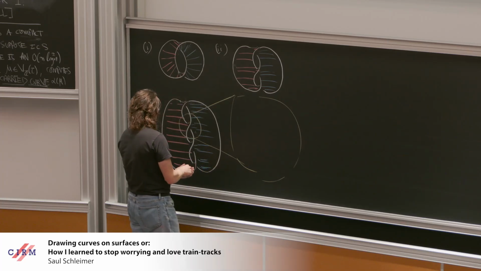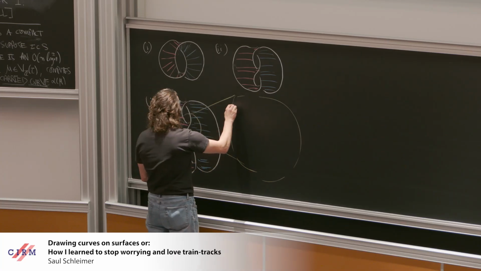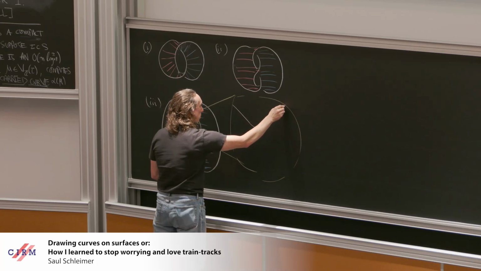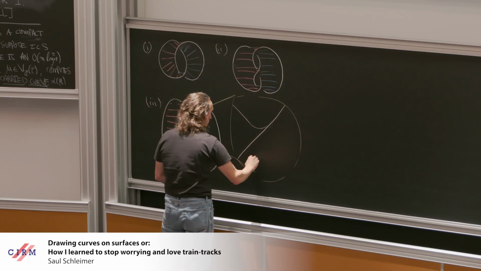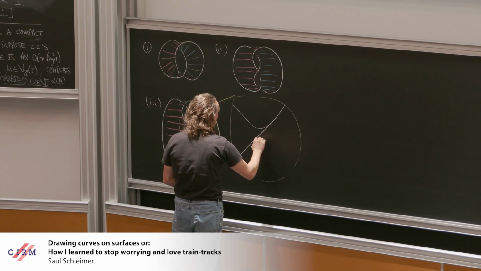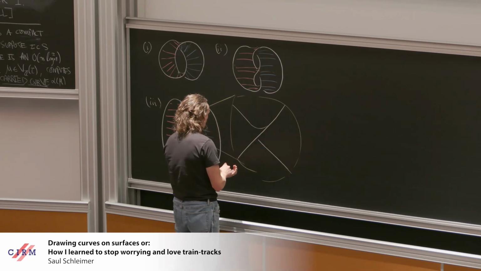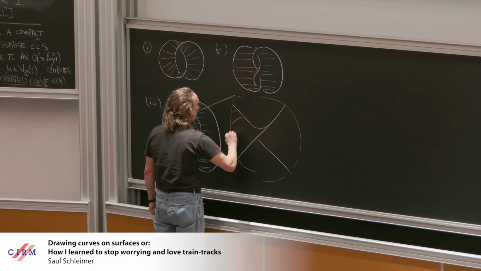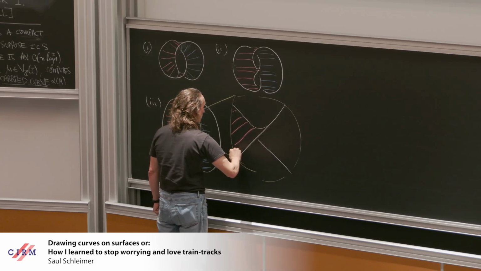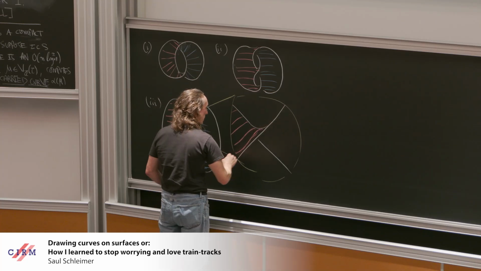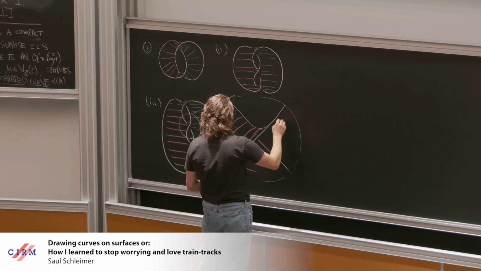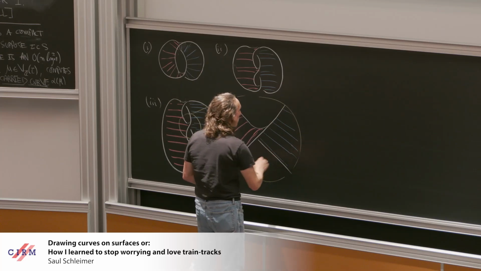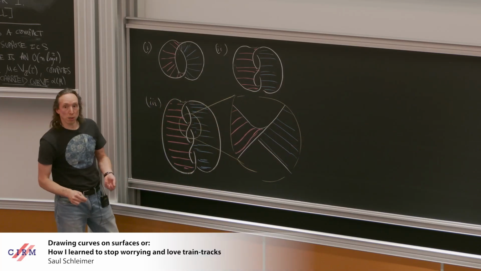Here's a larger version of it. It is going like this, and like so, and like this. And then one side of the half-twisted band is red, and the other side is blue.